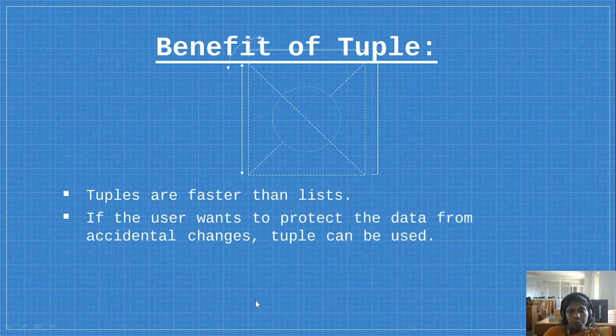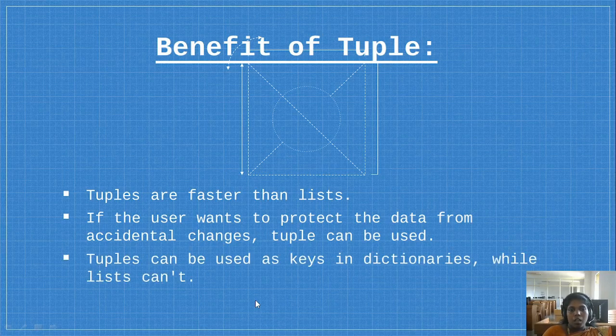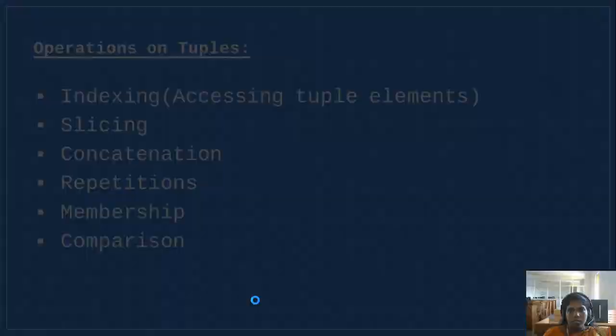If a user wants to protect the data from any accidental changes, tuples can be used. Tuples can be used as keys in dictionaries, while the other data type, that is list, we cannot use as a key in dictionaries. So these are the advantages of tuples over the list.